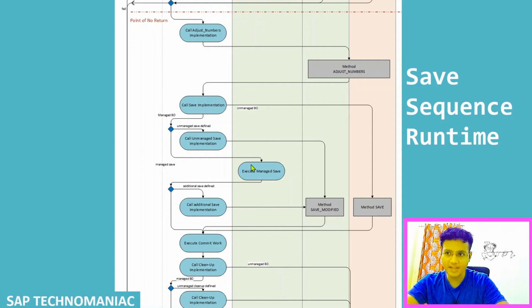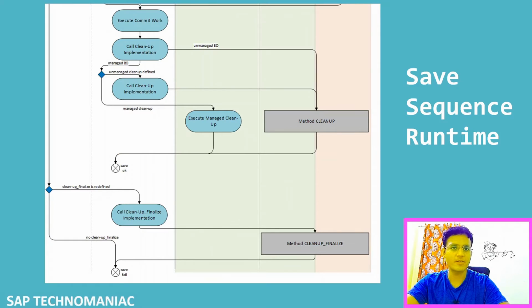Whatever is happening here will be done by the framework. Then it will call the additional save that we have to define in the method save_modified. And once it is done and everything is okay, the framework will call the commit work. So you can see the commit work will be called.